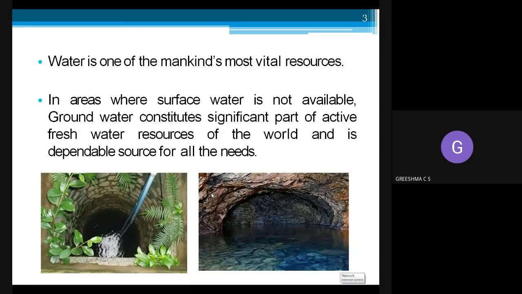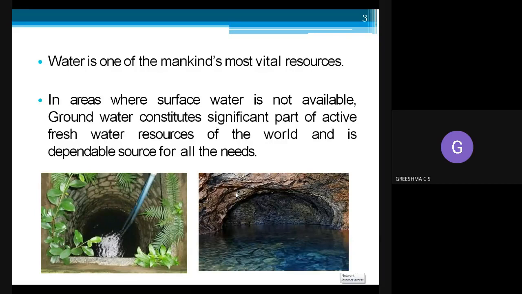So in the areas where surface water is not available, groundwater constitutes a significant part of the active freshwater resources of the world and is a dependable source for all our needs. Definitely, wherever the surface water is not available, you have to go for the groundwater. Finding water is the most important thing in our life. We cannot live without water.